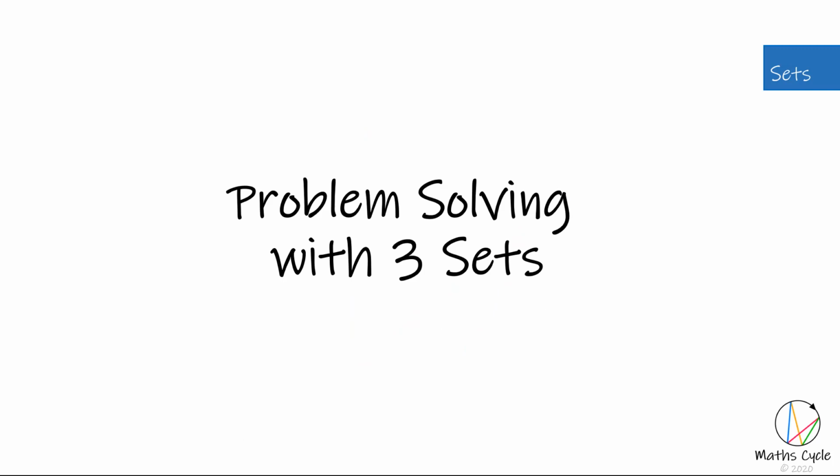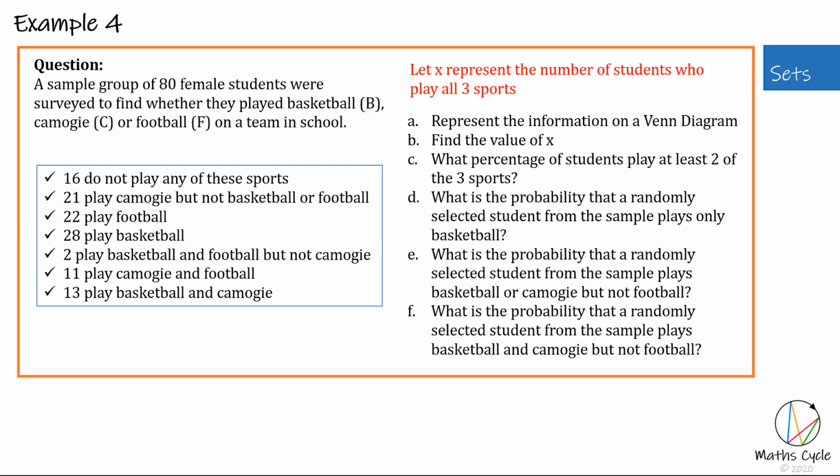Problem solving with 3 sets. Example 4. Question. A sample group of 80 female students were surveyed to find whether they played basketball, camogie or football on a team in school.